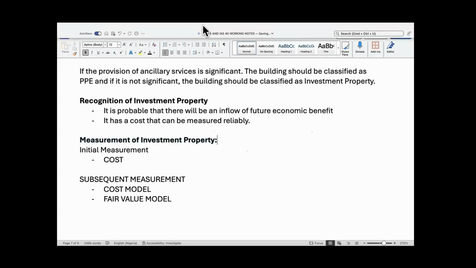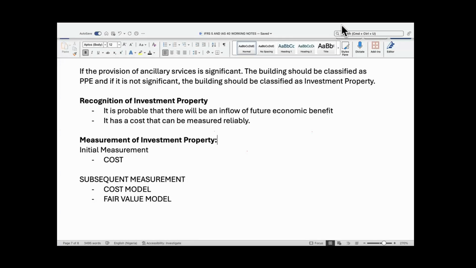Sorry for taking you back to that instance of PPE. I just want to ask, I want to clarify myself: is it that when those amenities being provided are the major business that the person is doing, we should classify the building as PPE? I don't know, maybe I'm right. I didn't even get you. I didn't hear you.